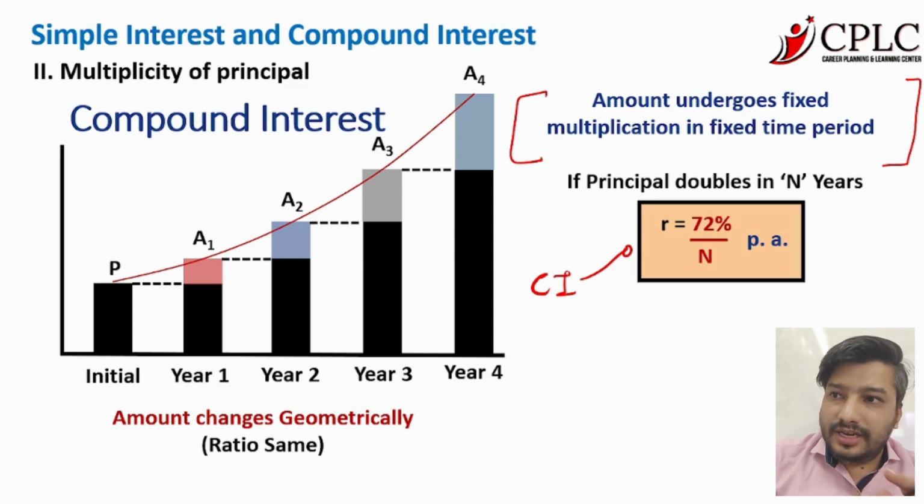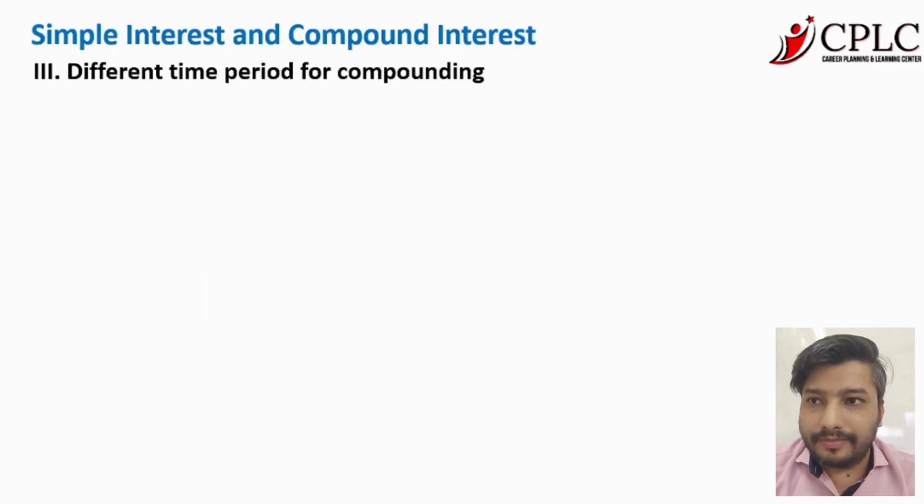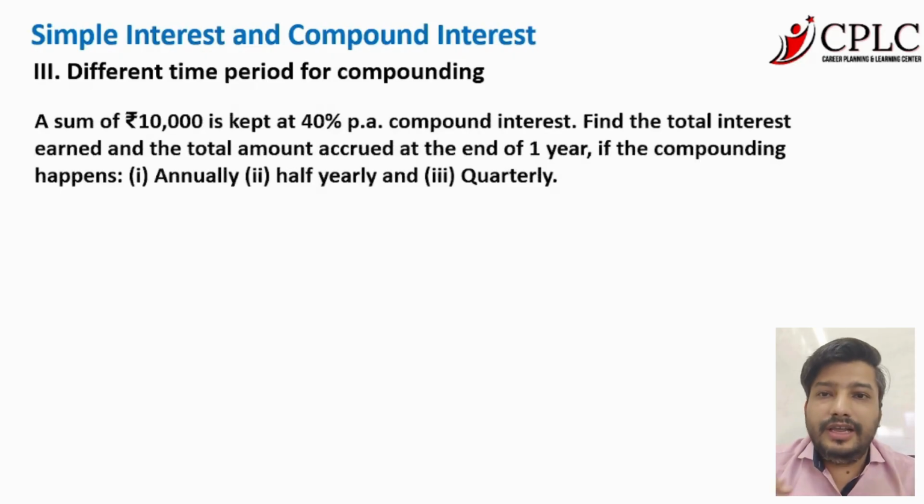So these are the few things. Now coming to the last bit of the concept, which is the different time periods of compounding, which is half yearly and quarterly compounding, which we have tried to address with the help of a question, so that you can understand.